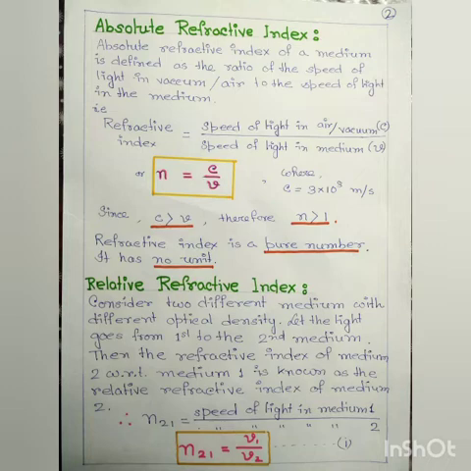Now students see, the velocity of light through any medium is always less than the velocity of light through vacuum. Means c is always greater than v. Therefore, the refractive index n will always be greater than 1. And as n equals c by v with the same unit, therefore refractive index is a pure number and it has no unit.